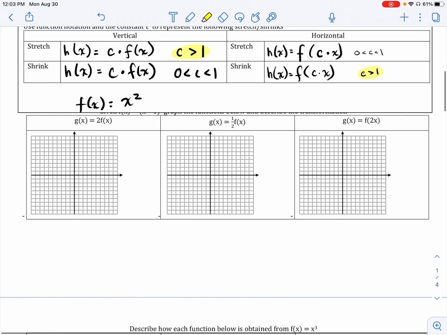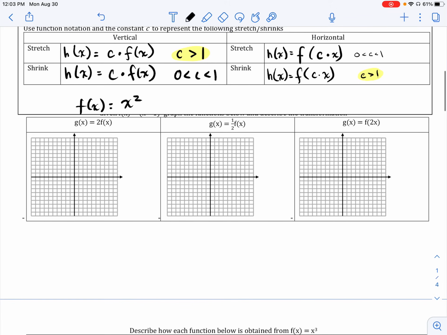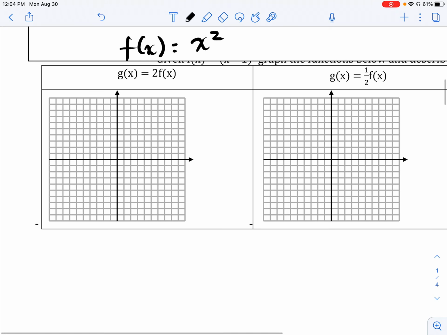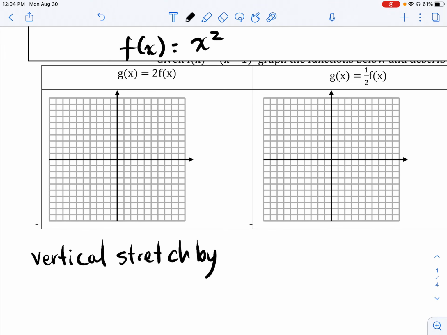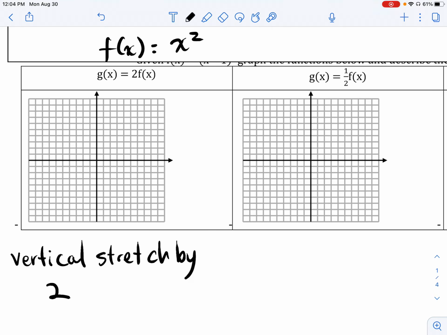Let's take a look at how we would write our transformations. If again our parent function is x squared, what would g of x, if it's equal to 2 times f of x, look like? Well, we've already kind of graphically seen this, so I'm going to skip over the graphs and just write the transformations. We would say a vertical stretch by a factor of 2. And I'm going to abbreviate a bit throughout this lesson, and that's totally fine as long as you are indicating all the key information.